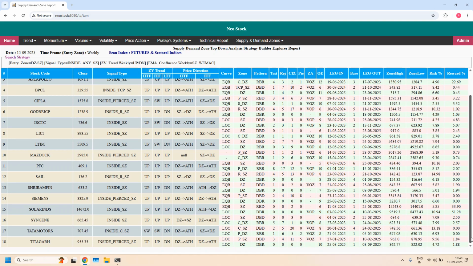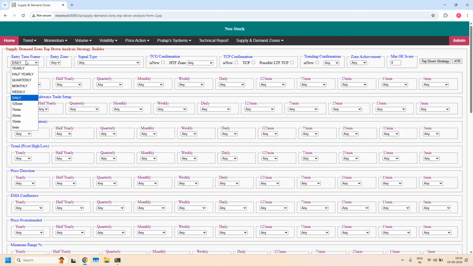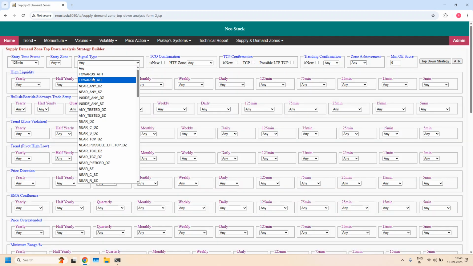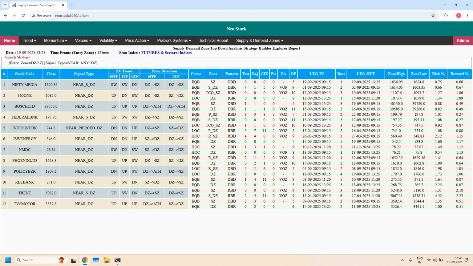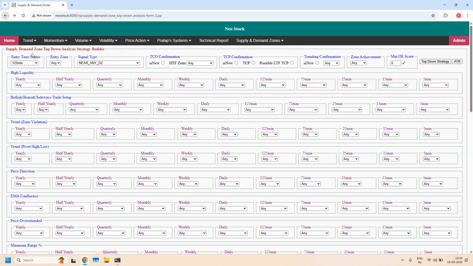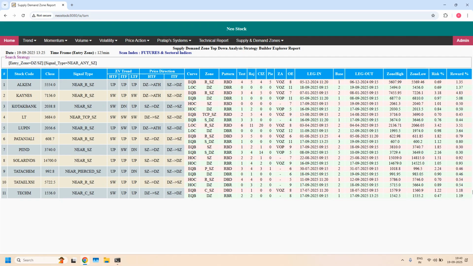And the next time frame daily already generated in the beginning of the report. So the next time frame is 125 minutes. Stocks near to the 125 minutes demand zone, we got 12 stocks. Next stocks near to the 125 minutes supply zone, we got 11 stocks.